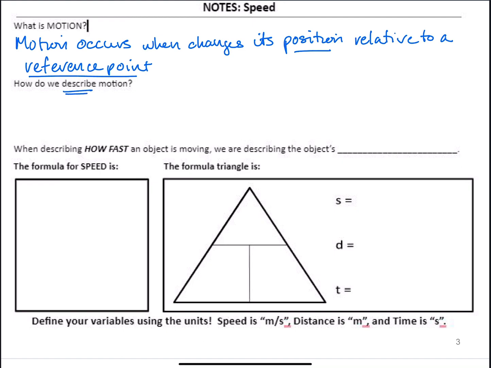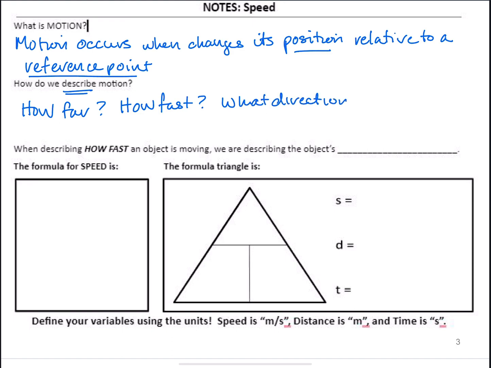All right. So how do we describe this motion? We ask a couple different questions. We'd like to know how far an object has moved. We'd like to know how fast that object is moving. We often like to know what direction the object is moving in and how long it has been in motion. All right, you're going to see these terms at the beginning of most of our questions.